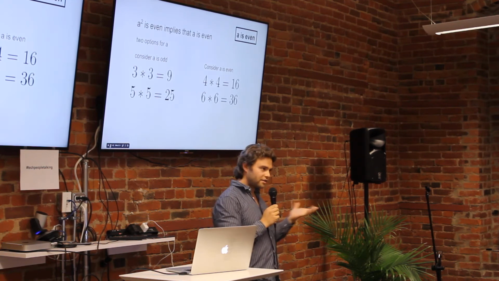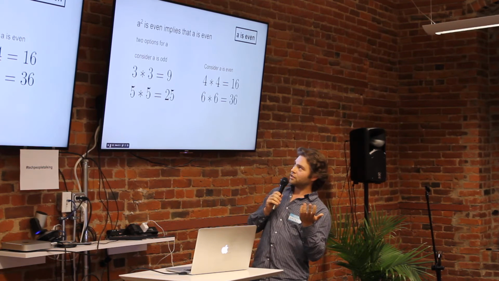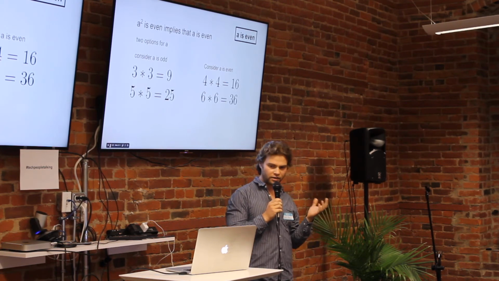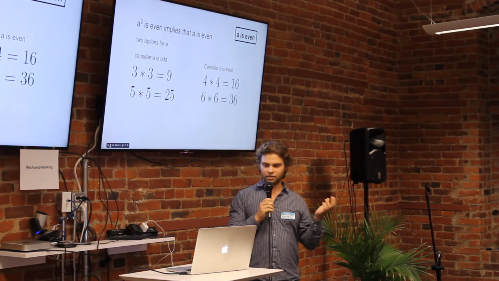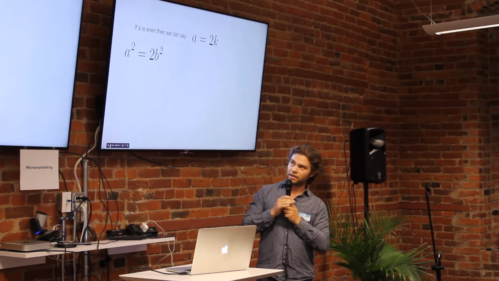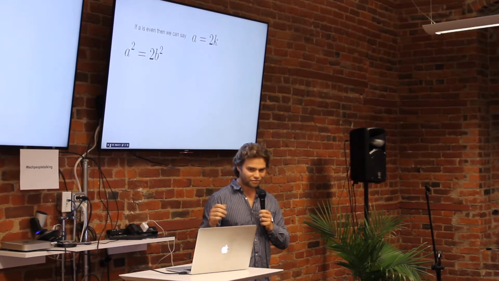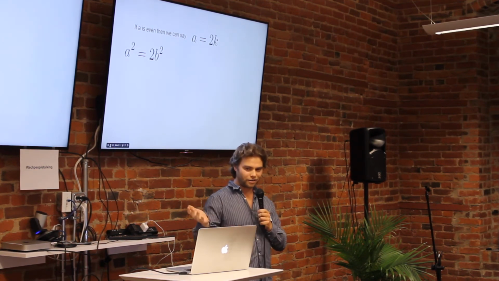So now, if a squared is even, then a is even. And that's because there's 2 options for a. It's either odd or even. If it's odd, an odd times an odd is an odd, and an even times an even is an even. So that means that a is even. Now, if a is even, we say that a equals 2k for some k.